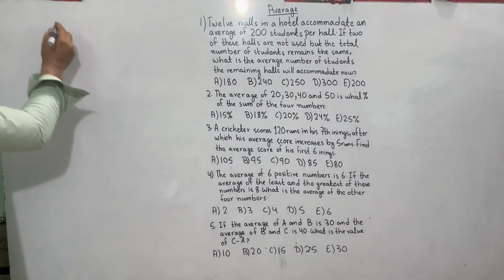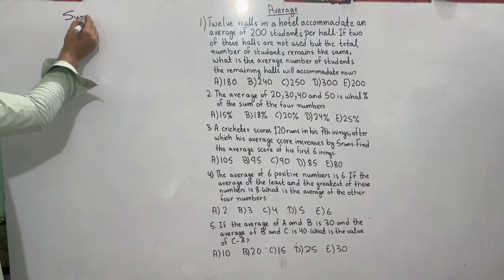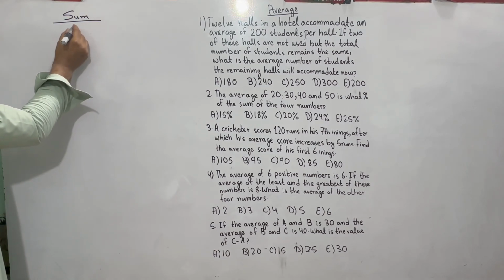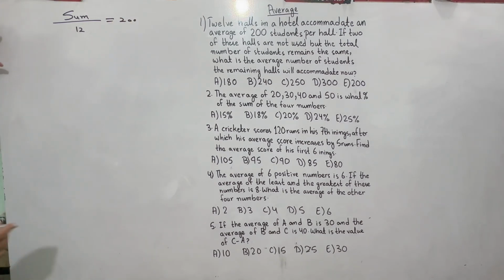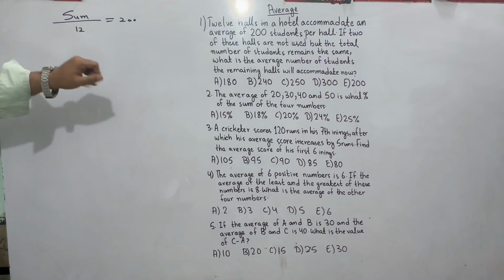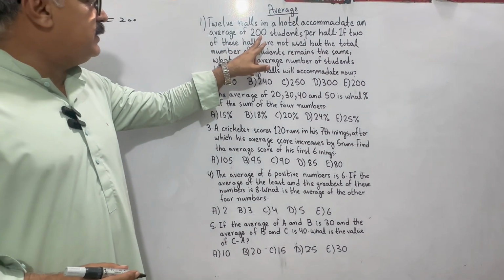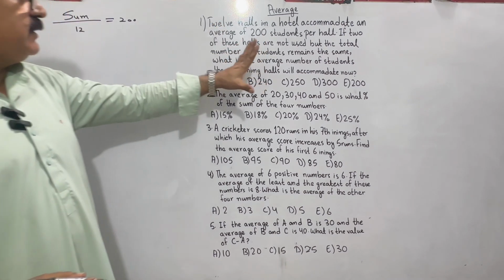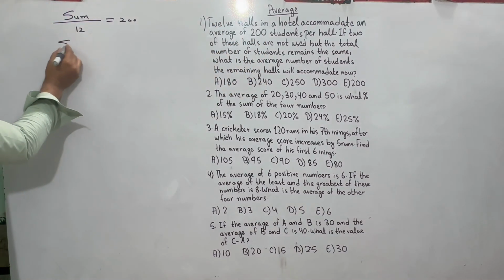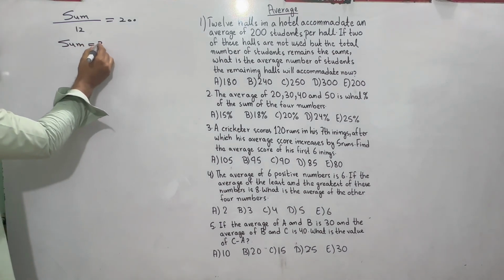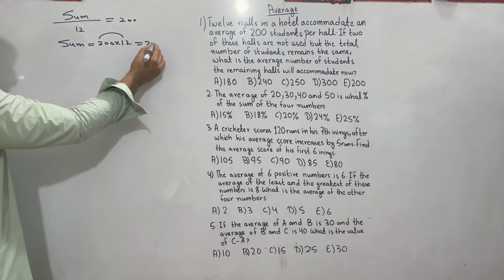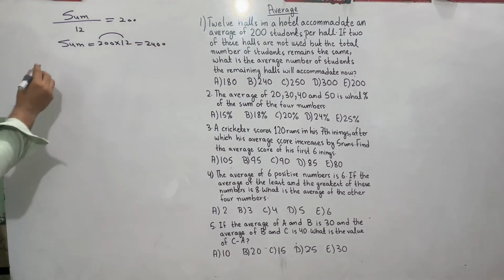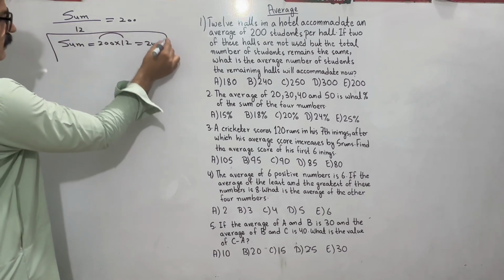Always work with formula. Average is given by the sum of the quantities upon the total number, in that case 12, and the average is 200. Prior to the given conditions, 12 halls each accommodate 200 students. Let me find the sum of all students to be accommodated initially utilizing all 12 halls. 12 times 200 is 2400. So the number of students is 2400 initially.